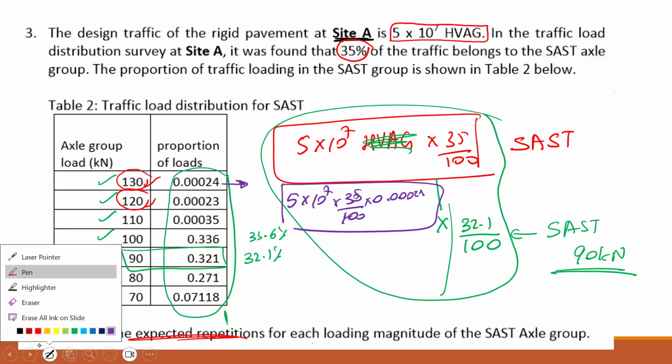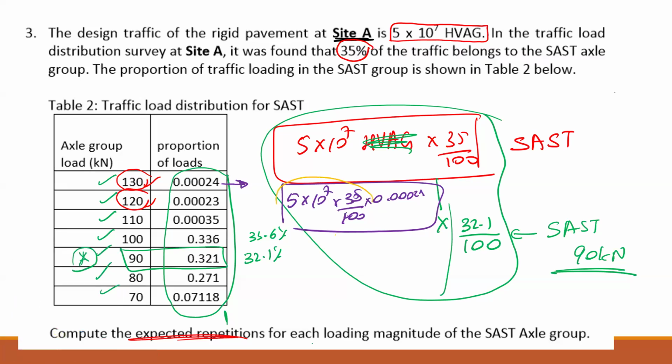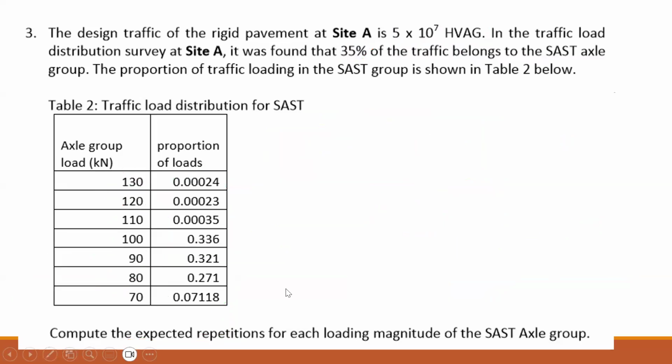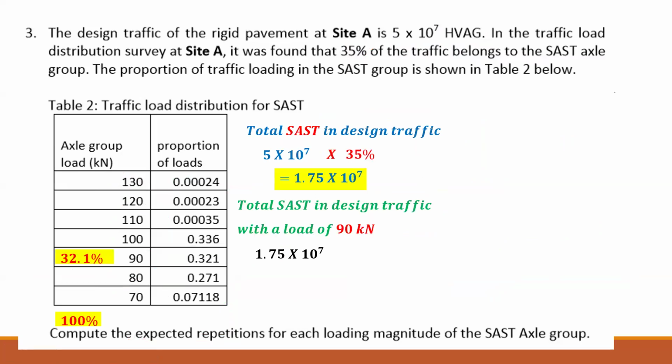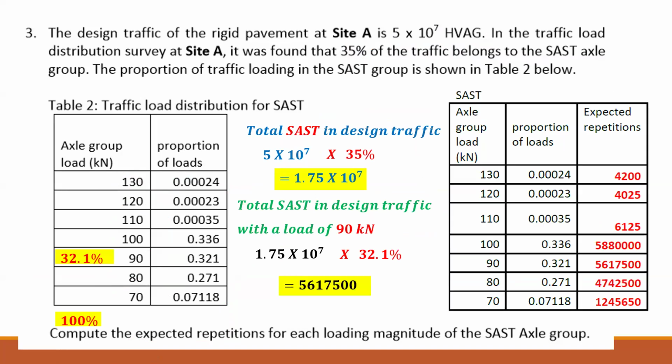This part will remain the same for all the calculations. This part will remain the same. So you multiply this part by those proportions to find the values for different loads. What do we get? 4,200. Yes. So do we all get that? So these are the expected repetitions for each loading.